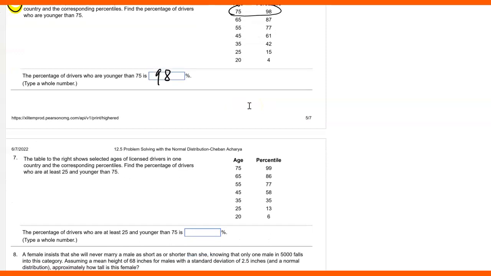Question number 7. The table to the right shows the selected ages of licensed drivers for one country and the corresponding percentiles. Find the percentage of drivers who are at least 25 and younger than 75. What's the percentage younger than 75? 99% are younger than 75.